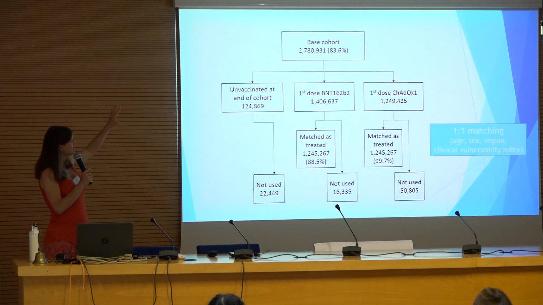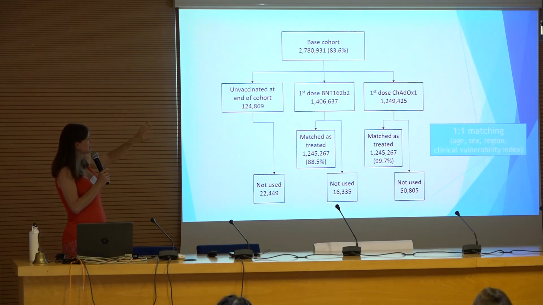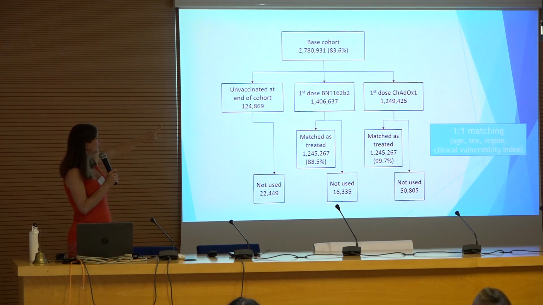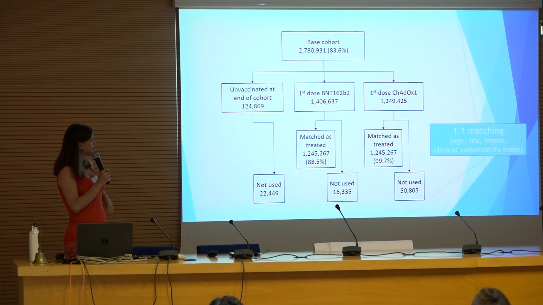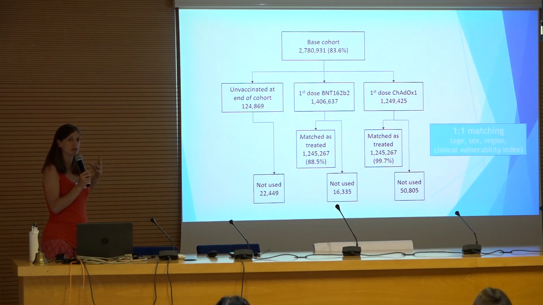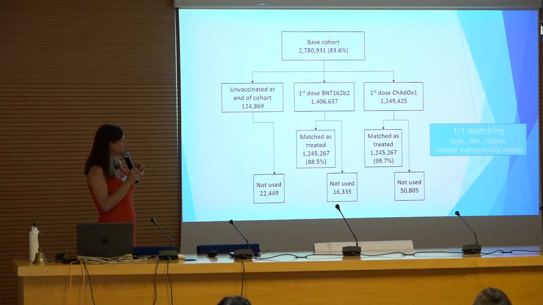Out of these, people ended up in 3 groups. Either they never got vaccinated, they got vaccinated with the Pfizer vaccination, or they got vaccinated with AstraZeneca. Of the middle group who got vaccinated with Pfizer, we managed to find a match for 88.5% of them. So we managed to match most. Of the AstraZeneca people on the right, we managed to find a match for almost all, so 99.7% of them. And there was just over 1 million of each of those.